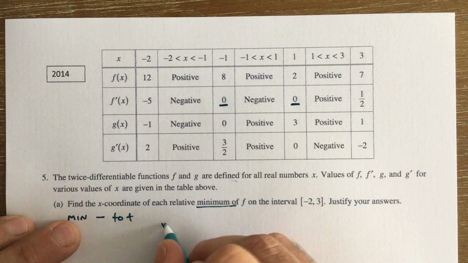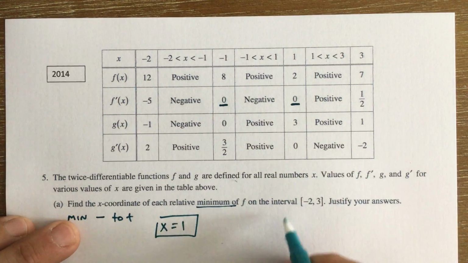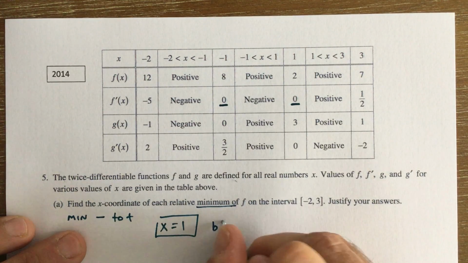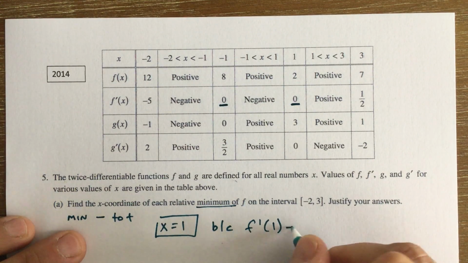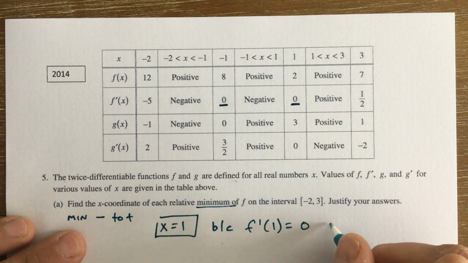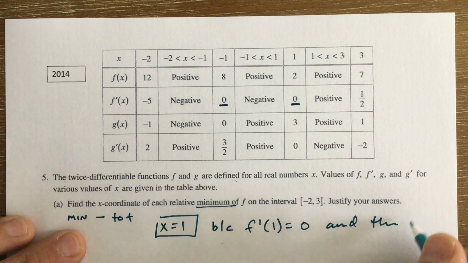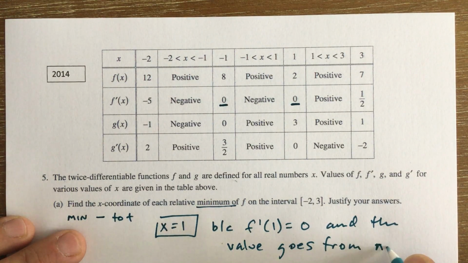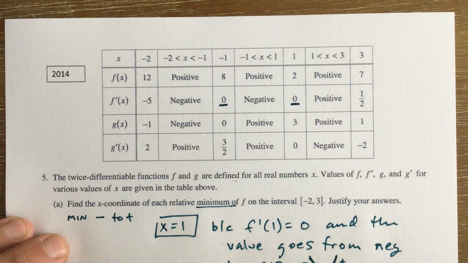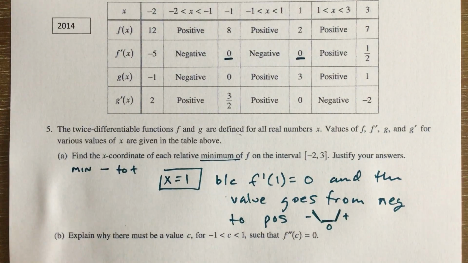Find the x coordinate. So x equals 1, box that up, and then you have to give your reasoning. And I'm going to say because f prime of 1 is equal to 0, and the value goes from negative to positive. I'm also going to give a little negative, 0, positive kind of graph, like it's a minimum. Okay? All right, next one.